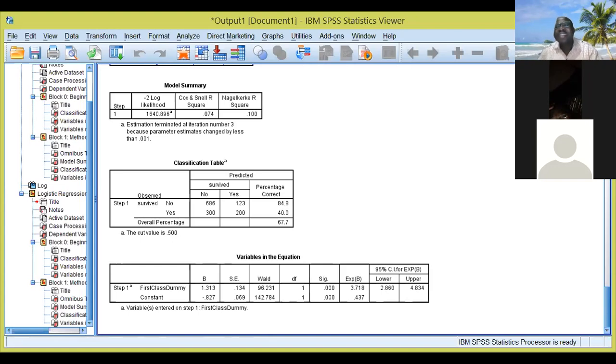Now there's no problem with that. It makes sense, but where the problem is, go back now and run the other one. Put only second class alone. Exactly. You see, that's where the confusion will come.